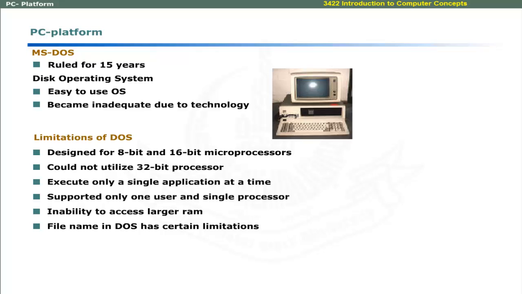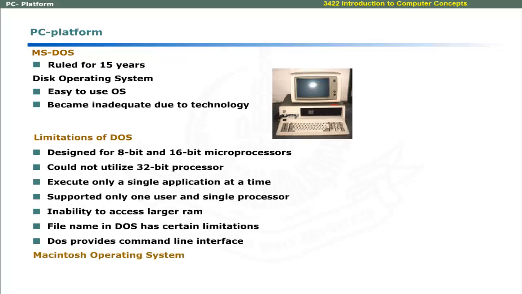The file name in DOS has certain limitations. DOS provides a command line interface. Users started switching to other operating systems with the introduction of GUI by Apple computers.